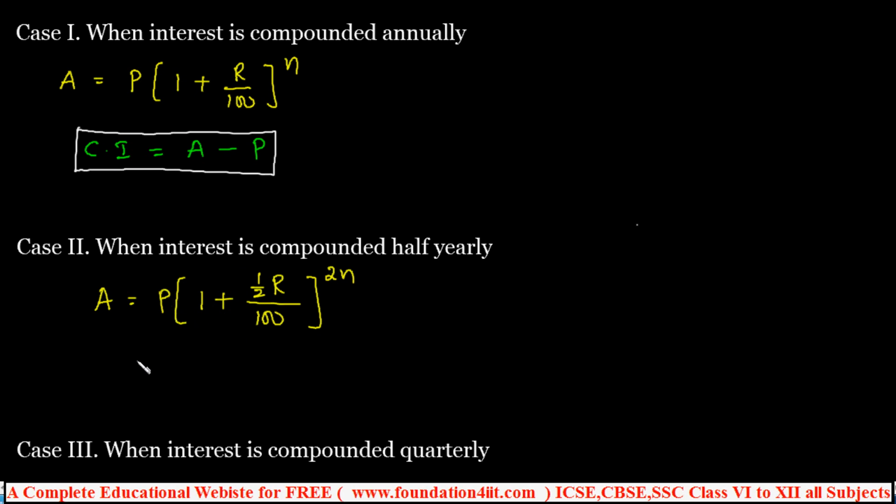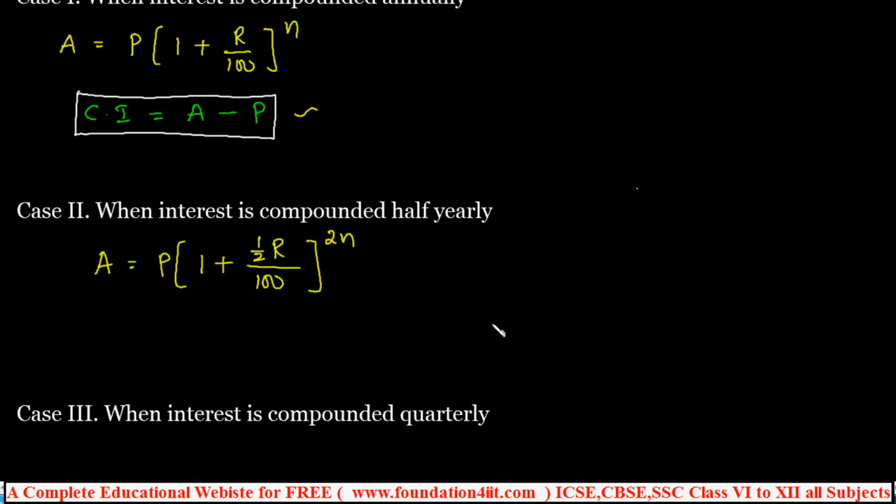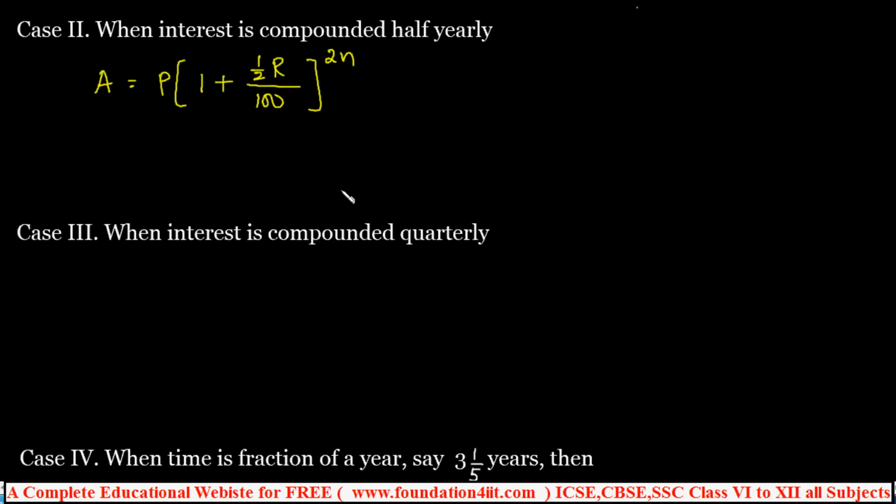The common formula is the same. Compound interest is equal to amount minus principal, which is the same for all. Right? This is when compound interest is half yearly. We'll do the problems, using every formula. I'll explain the problems also. Before that, let us confirm the formulas once.